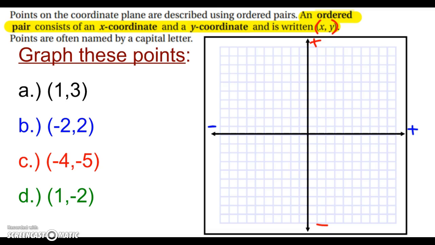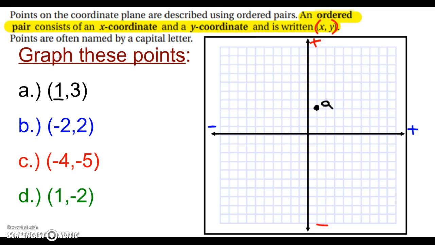Looking at letter A, we have the point (1, 3). We're always going to move in the x direction first. 1 is positive, so we're going to move 1 to the right. We always start at the origin. So 1 to the right, and then we're going to go up 3. 1, 2, 3. So that's that point right there. So that's A.